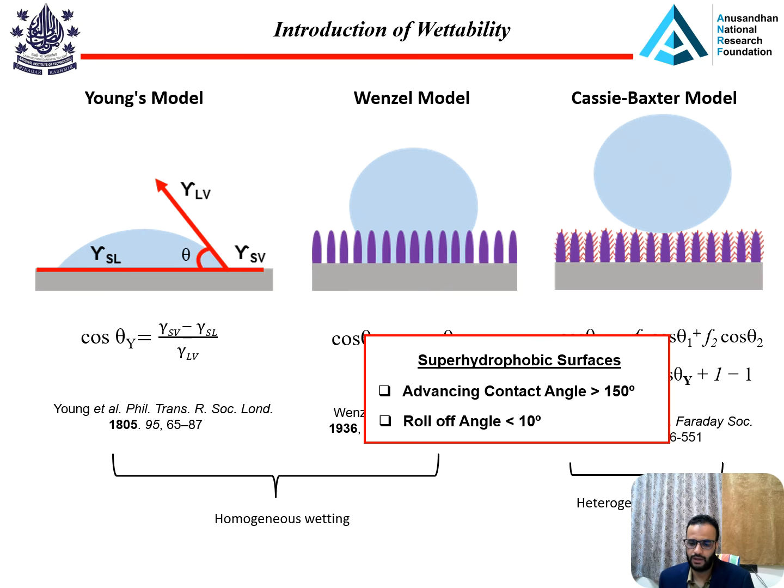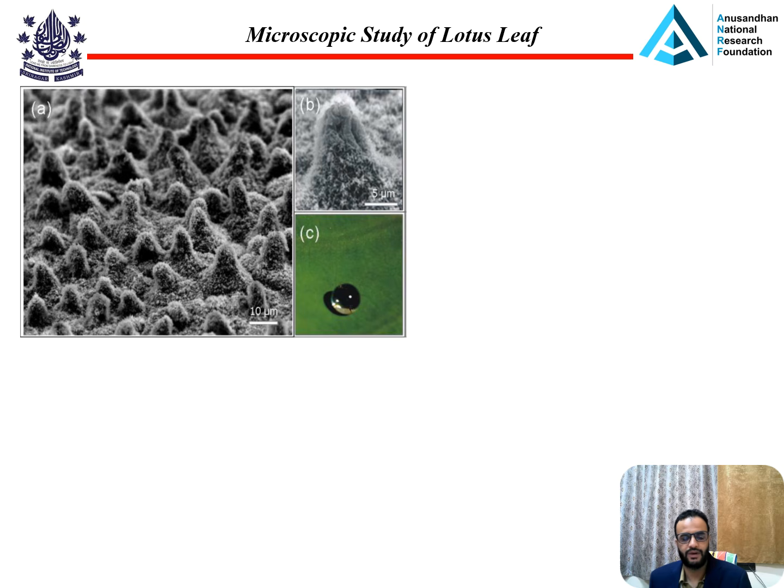Those kind of surfaces are called super hydrophobic surfaces, and these surfaces are inspired from the lotus leaf, as we see under the scanning electron microscope. The lotus leaf has the bumpy structures, and those bumpy structures are further decorated with wax nano coatings, and which eventually gives the super hydrophobic property to the lotus leaf.